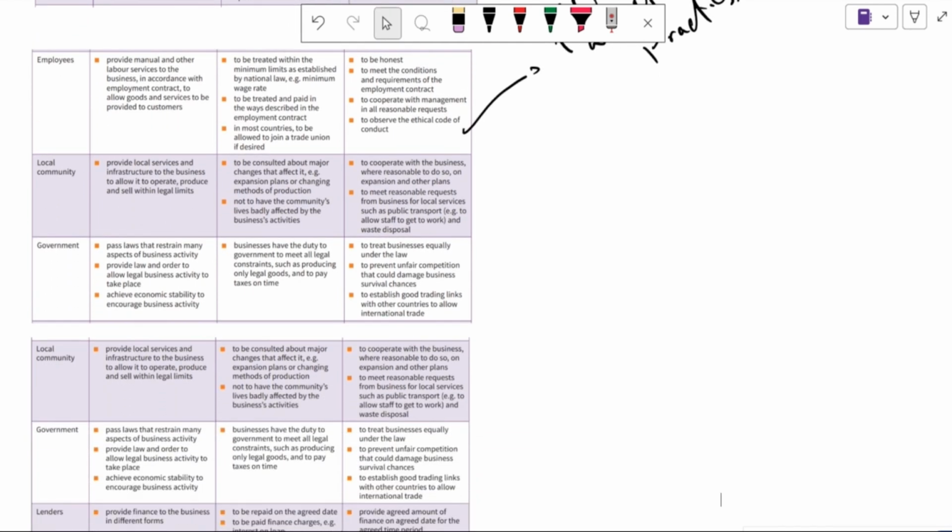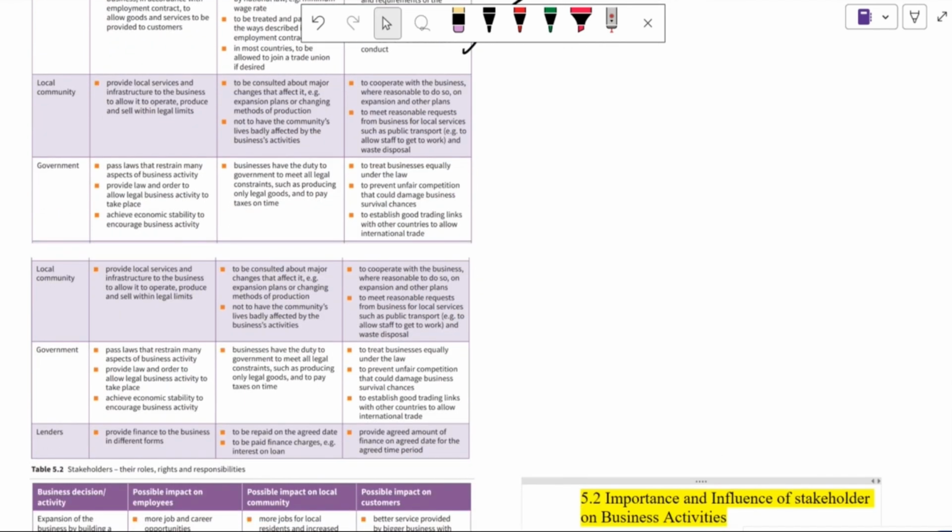The last thing, as stakeholders, we have lenders. Lenders are those who provide loan services, so they provide finance to the business in different forms. Again, these are their roles. We have banks or other financial institutions that give you loan facilities. Their rights: once you get the loans you have to pay them on time. Whatever the interest they have, you have to pay them on time. If we talk about their responsibilities, they have to provide the agreed amount of finance on time. Whatever promise they make to the organization, that at a particular time slot they will provide you a loan, they have to provide it on time.